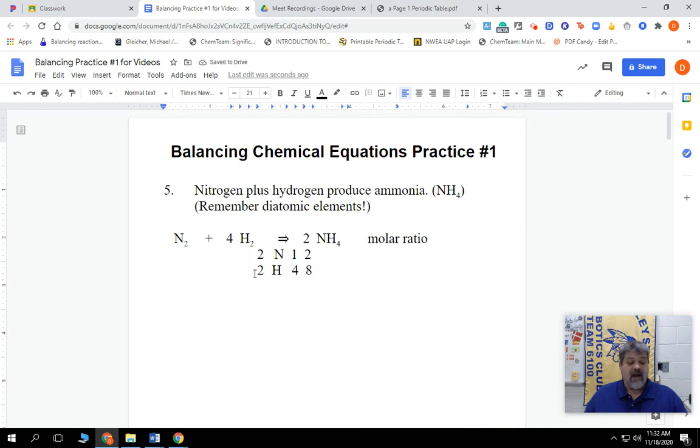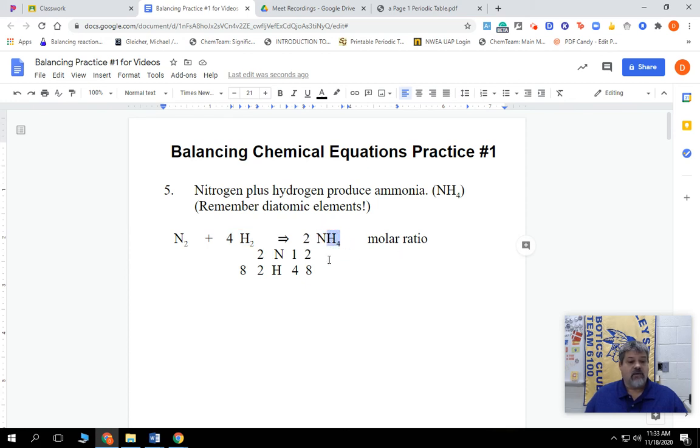So now we have 8 right here. Okay, so now I have 8 hydrogens on each side and 2 nitrogens. So let's double check it again. I have 2 nitrogens right here, and I have 2 nitrogens right there. I have 8 hydrogens right here, and this 2 times this 4 right there for the hydrogen equals 8.